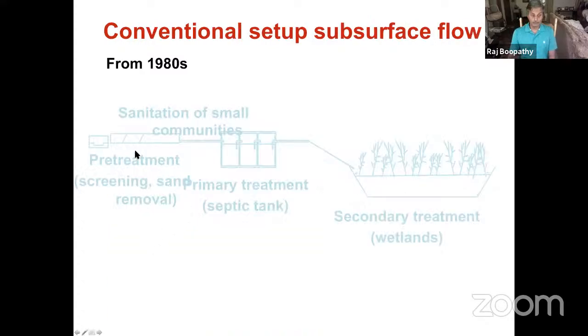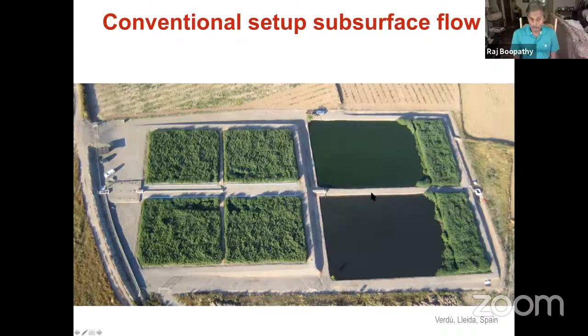Okay. So you collect the wastewater and use the pre-treatment to remove the solids, and then it goes through a septic tank, and then the secondary treatment is our wetland. Instead of activated sludge, instead of a trickling filter, you have this wetland as your treatment system. So here's the actual picture of a constructed wetland in Spain. Okay, so this is working really good, and you can see the treated water coming here before it is being discharged.